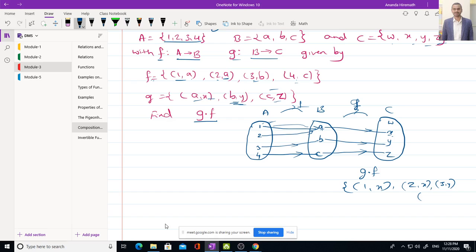And finally 4, can anyone guess? It is z. Yes, very good. So this is the required answer, and we say it is the composition of functions. Thank you.